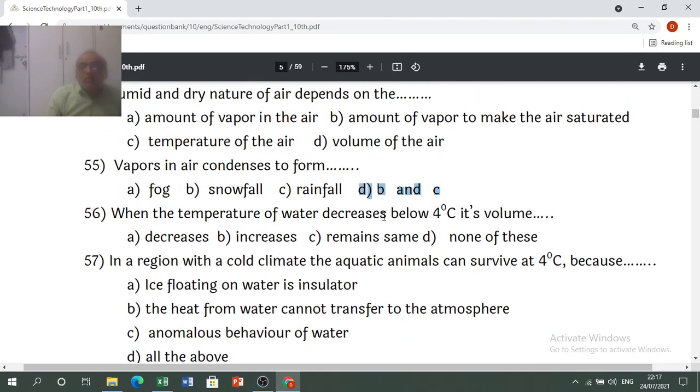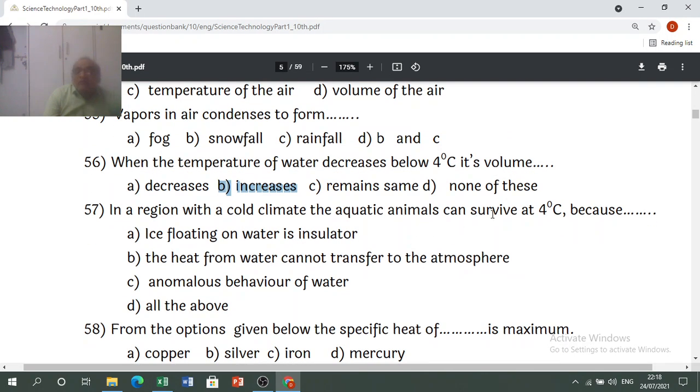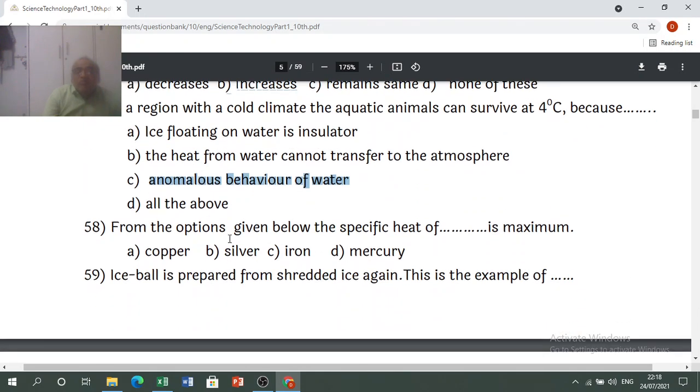When the temperature of water decreases below 4 degrees Celsius, its volume increases. This is the anomalous behavior of water. In regions with a cold climate, aquatic animals can survive at 4 degrees Celsius because of the anomalous behavior of water. Option is C. From the options given below, specific heat is maximum for iron.